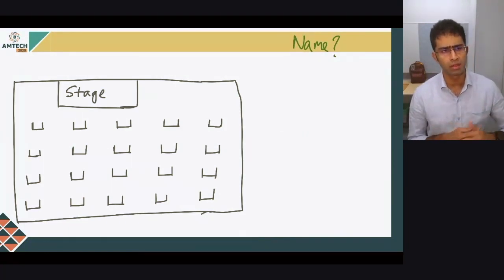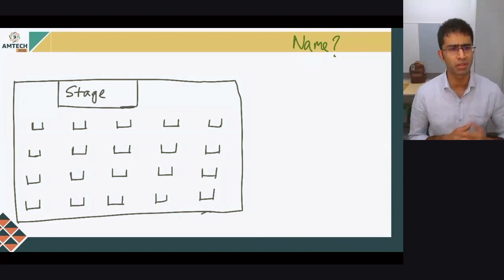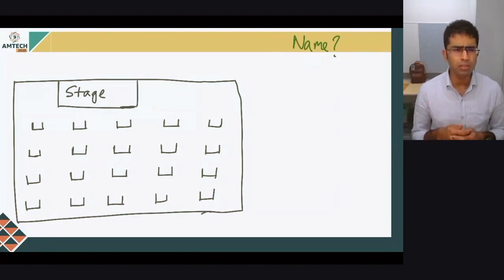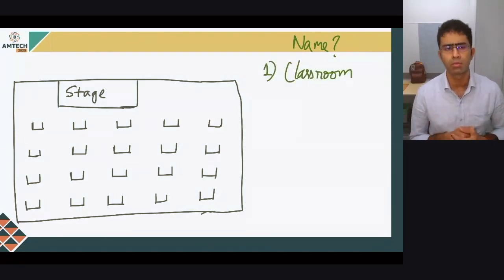Let's say there are a bunch of chairs, and that's how I draw my chairs. There are 20 chairs, and there's a stage. And I ask you to name this, right? So let's start with understanding a real world and see what happens. I ask you to name it. There are lots of names possible, but looking at this, it looks like a classroom. So you would possibly call it a classroom.